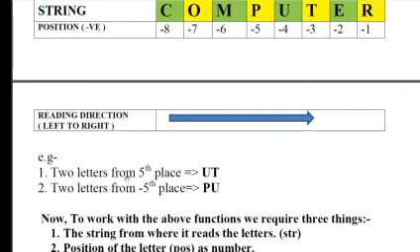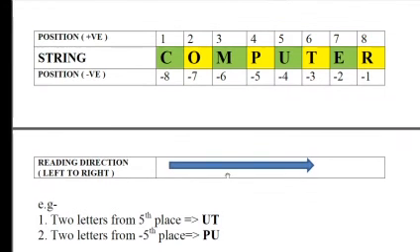Another example, 2 letters from 5th place. First of all find the 5th place: 1, 2, 3, 4, 5, this is the 5th place. So what is stored at the 5th place? That is U, and one more letter you have to read, that is T, not P. So always read in the rightward direction. The next letter will be T. So the answer is UT.